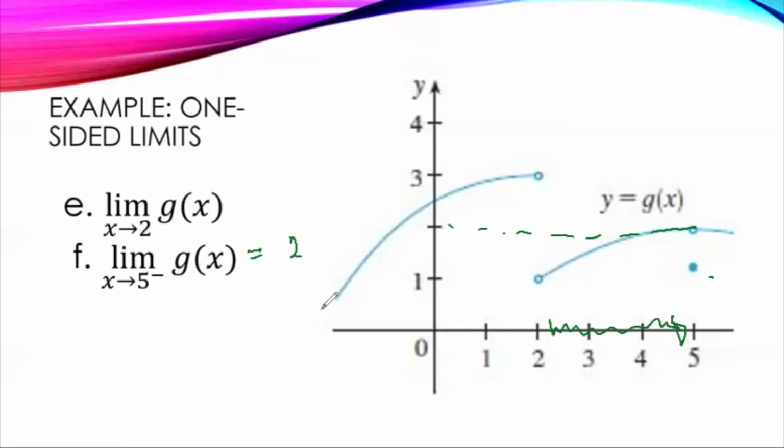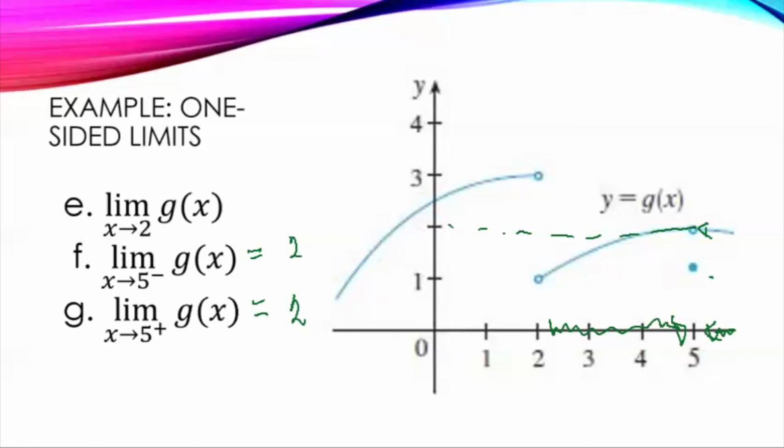How about from the right? Do we have a graph formed? Yes, from the right of 5, we have. What could be the limit from the right of 5? Using these values from the right of 5, we have a graph formed. This graph, where does it approach? It approaches the same value, which is equal to 2.